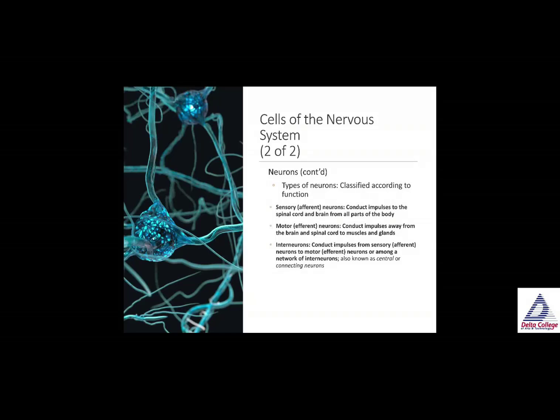Now, neurons are classified according to function. You have sensory, which is afferent with an A, neurons. Sensory or afferent neurons conduct impulses to the spinal cord and brain from all parts of the body. And then motor, or efferent with an E, neurons conduct impulses away from the brain and spinal cord to muscles and glands. Then you have interneurons, and these conduct impulses from sensory or afferent neurons to motor or efferent neurons, or are among a network of interneurons, also known as central or connecting neurons.